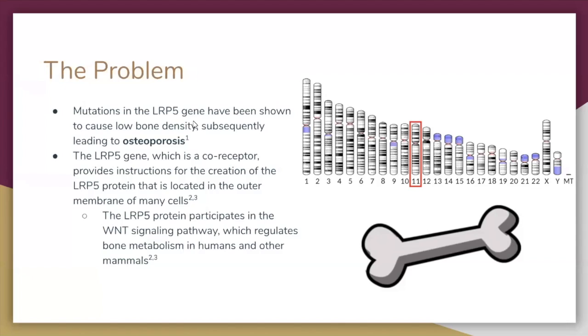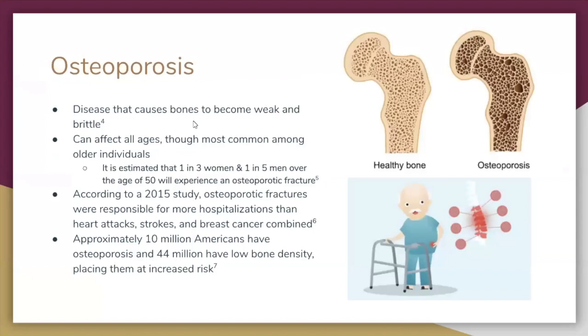To the right is the human genome, and on the 11th chromosome is where this mutation occurs. Osteoporosis is the bone disease that's been generated through this mutation, and it can cause bones to become weak and brittle. This can affect all ages, though it's most common among older individuals.